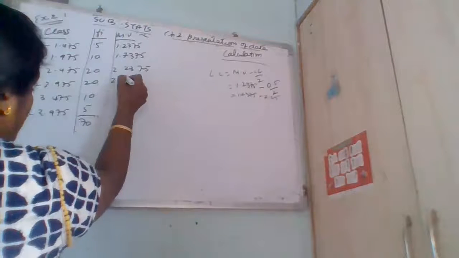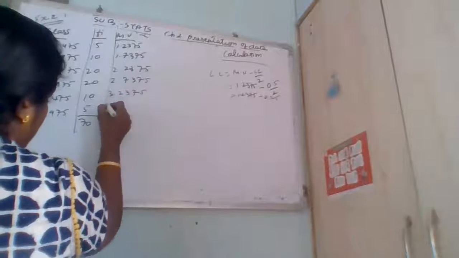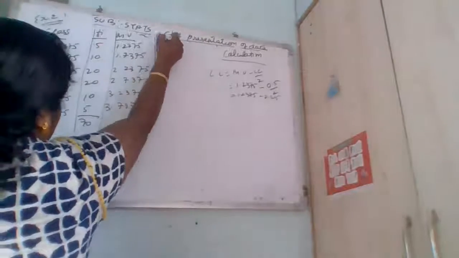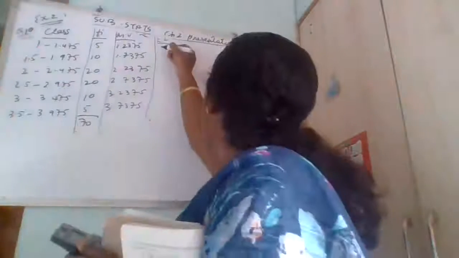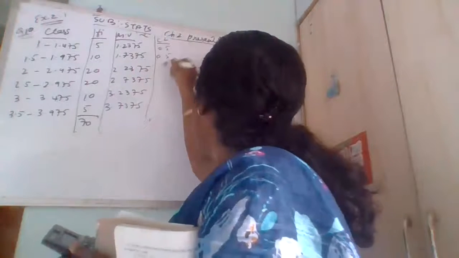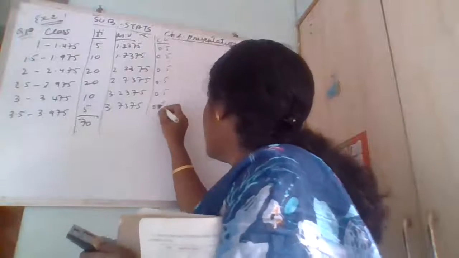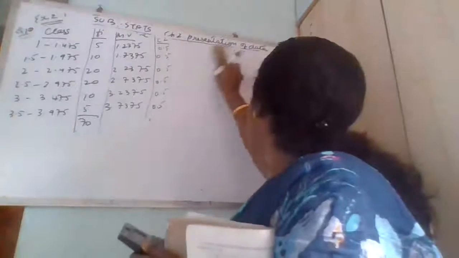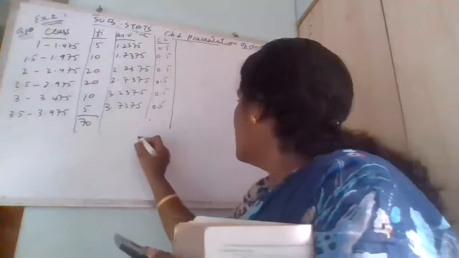2.2375, then 2.7375, 3.2375, 3.7375. Then class length, what is the class length? 0.5, 0.5. So this is your class length, right? So with the help of mid value and class length, you can find the lower limit.